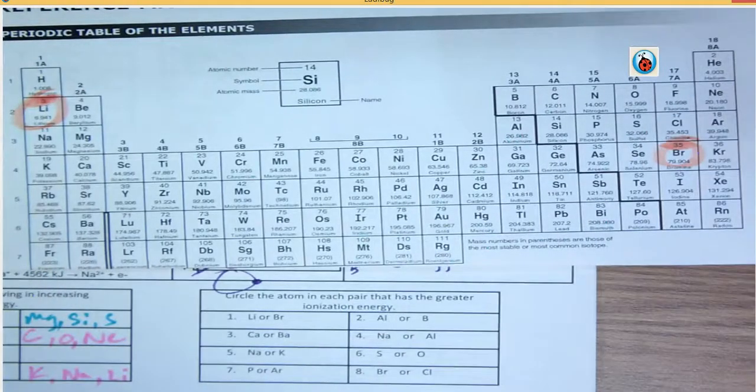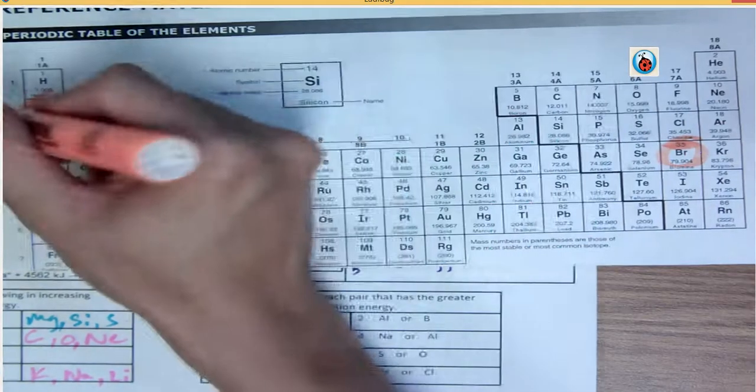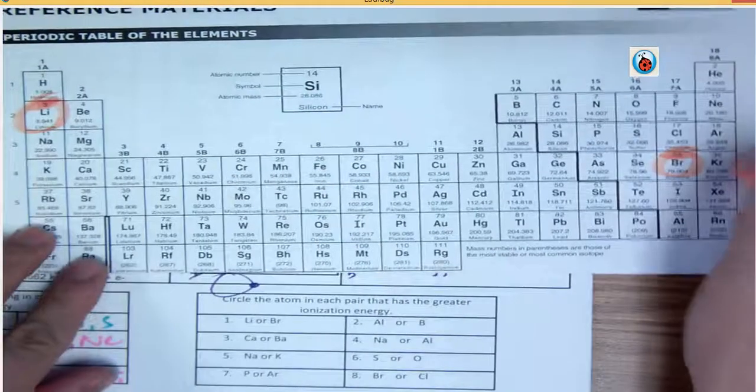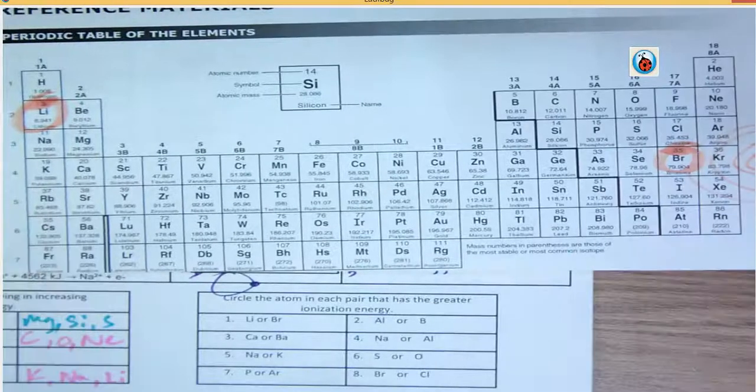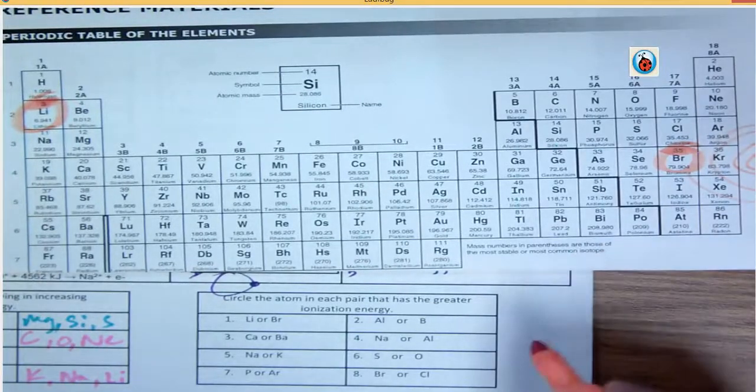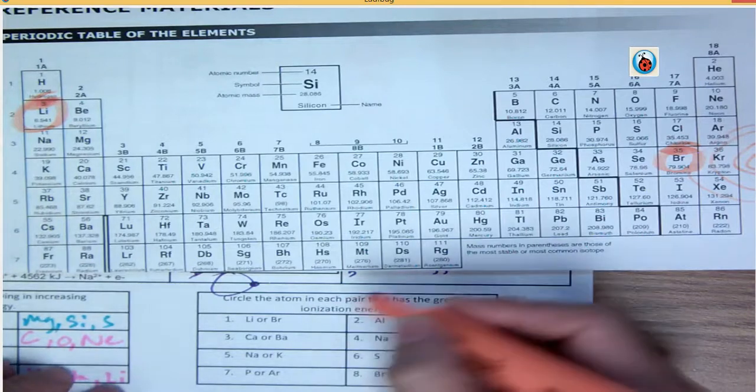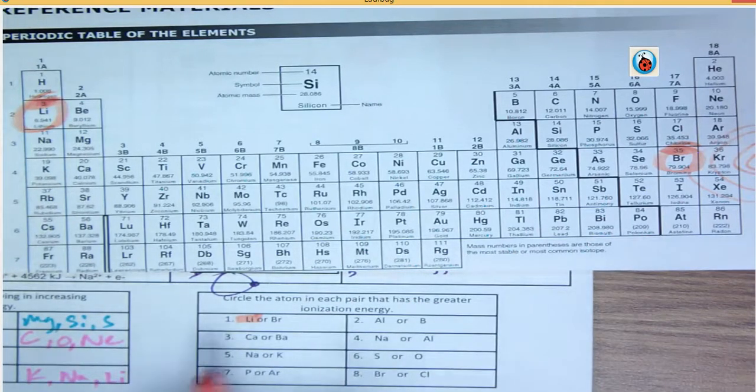Which atom's bigger? You think about it. Which atom's bigger? So Br, because this one, think about the number of rings first. 2 rings versus 4 rings. Okay? So Br is bigger, so then it has a lower ionization energy. So Li has a higher ionization energy. Okay?